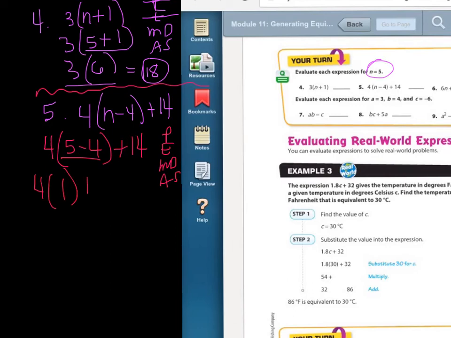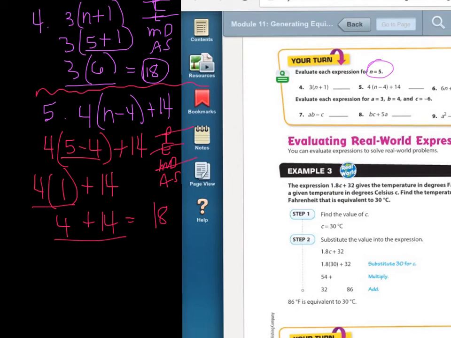Okay, nothing else was underlined, so just keep it the same. Are there any more parentheses? Yeah, but that's not grouping symbols, that's multiplication, so we're done with parentheses. Exponents? No. Multiplication and division? Yes, right here. 4 times 1 is 4, plus 14. That didn't get underlined, so it's the same. No more multiplication and division, and we have addition here. 4 plus 14 is 18.